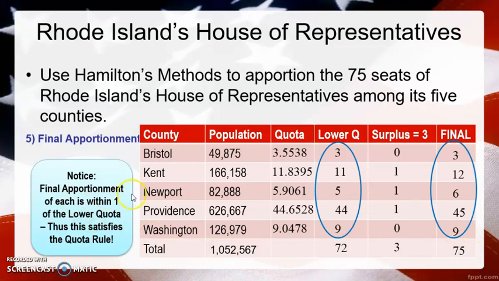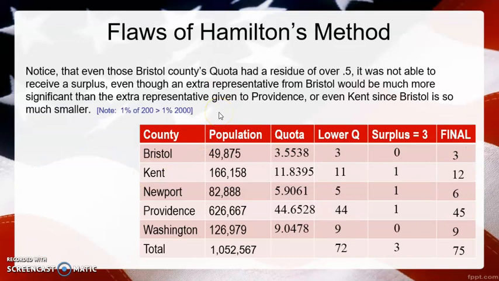So notice that the final apportionment of each is within one of the lower quota, and thus this satisfies the quota rule. Now, just like with everything, Hamilton's method does have some flaws. So notice that even though Bristol County's quota has a residue of over a half, it was not able to receive a surplus. So even though an extra representative from Bristol would be much more significant than the extra representative given to Providence, or even Kent, since Bristol is so much smaller, it still doesn't get one.